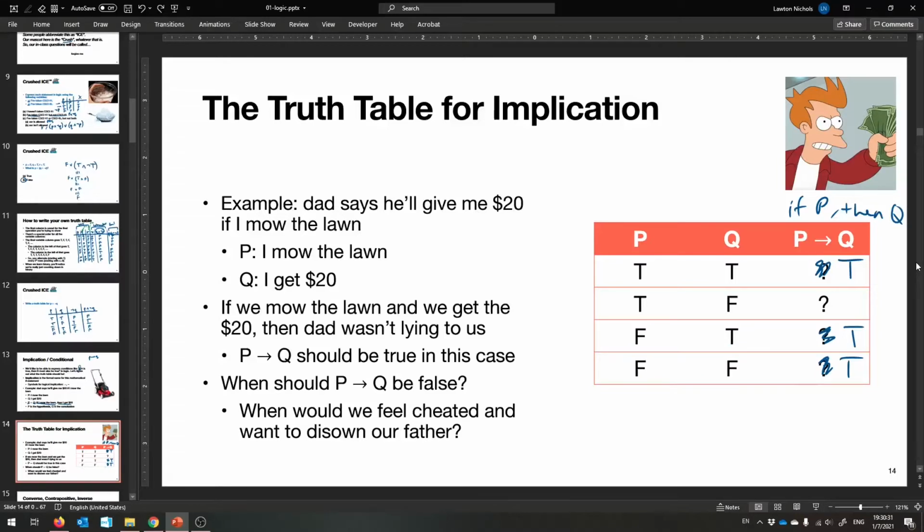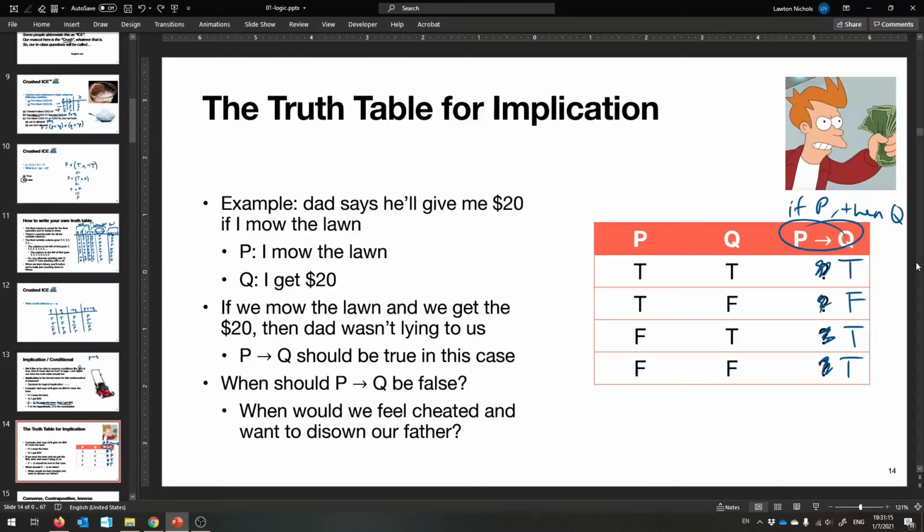The one case where P implies Q is false is this case here. That's the case where Dad lied to us, okay? And so it's not true that this statement was true, okay? I hope you see how this is all coming together, because this being true means that I mowed the lawn, and this being false means that I did not get the $20. Dad, however, told me that if I mowed the lawn, I would get $20, and I am pissed. That is the case where this is false, okay? It should not be true. This statement should not be true when I did all the work, but I did not get the payoff. When the hypothesis is true, but the conclusion is false.